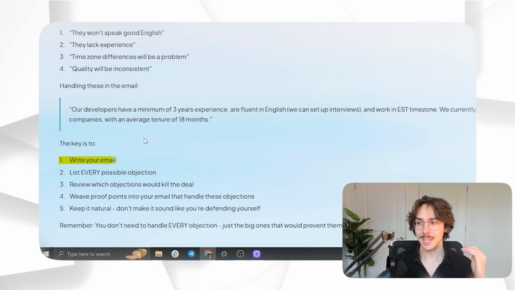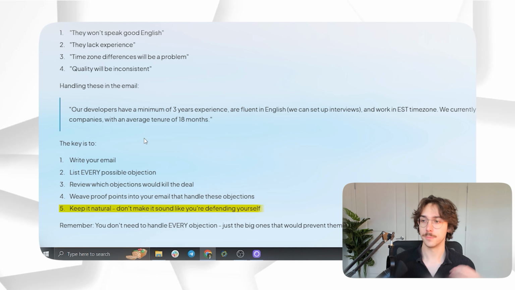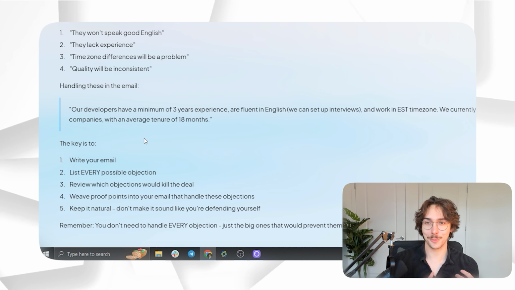All right, so to recap, the key is to write your email, list every possible objection, review which objections would kill the deal or prevent them from getting on a call, weave those proof points in your email so that you can handle these objections up front, and then also keep it natural. You don't want to make it sound like you're defending yourself and coming from this defensive tone. Just make it sound human and just weave all of the objections throughout the email. So remember, you don't need to handle every objection, just the ones that will kill the deal. You don't need to talk about all the different nuances of your product or service. Keep your email short, but hit on the main points that would stop someone from getting on a call with you.